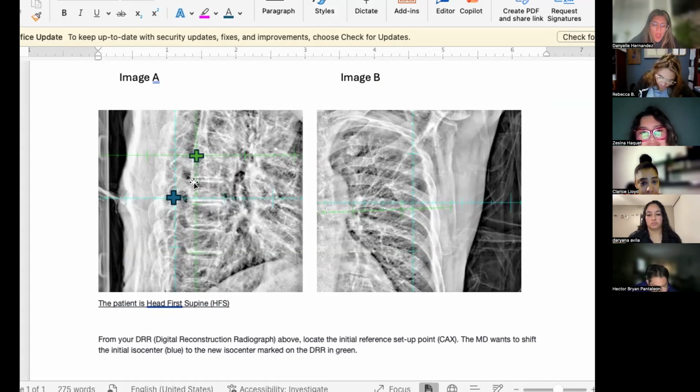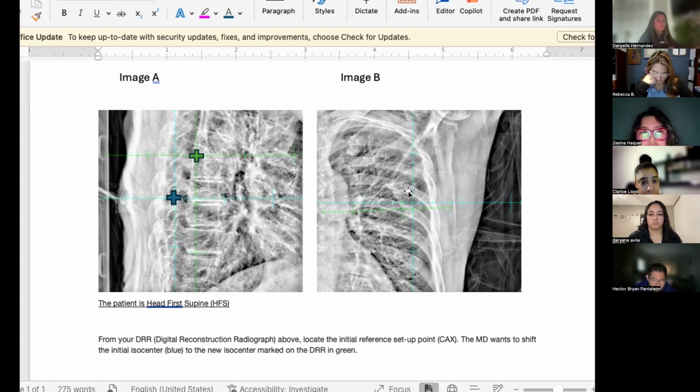Can I move my lateral? No. Okay. Can I move my longitudinal? Yes. Okay. So which axis can I move on both of these films? Longitudinal. Perfect. So I can make a longitudinal shift from either of these films.